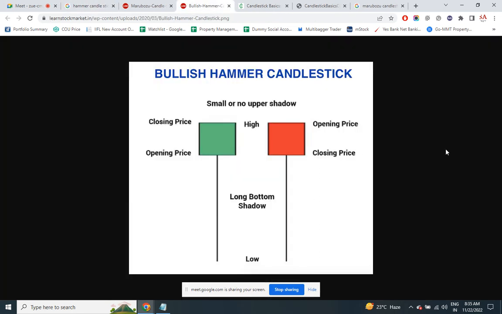So draw the patterns for the hammer. These are both bullish hammer patterns. Color doesn't matter for a hammer.